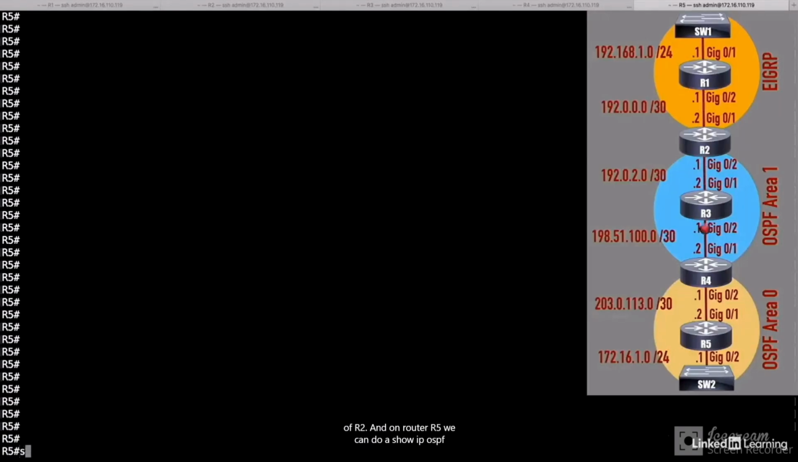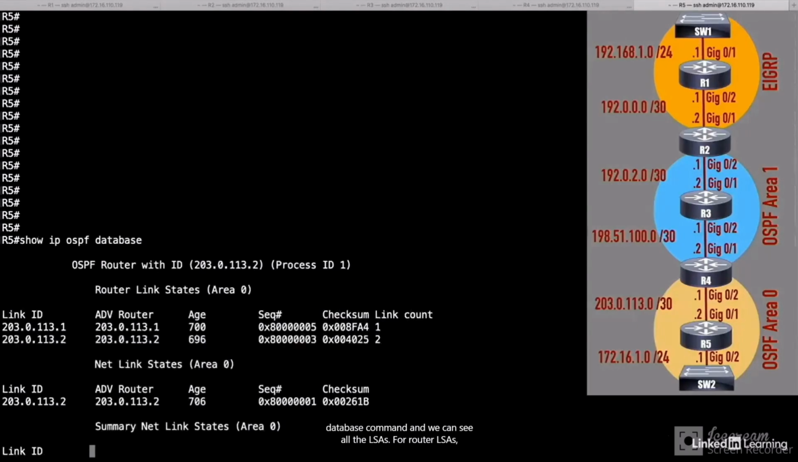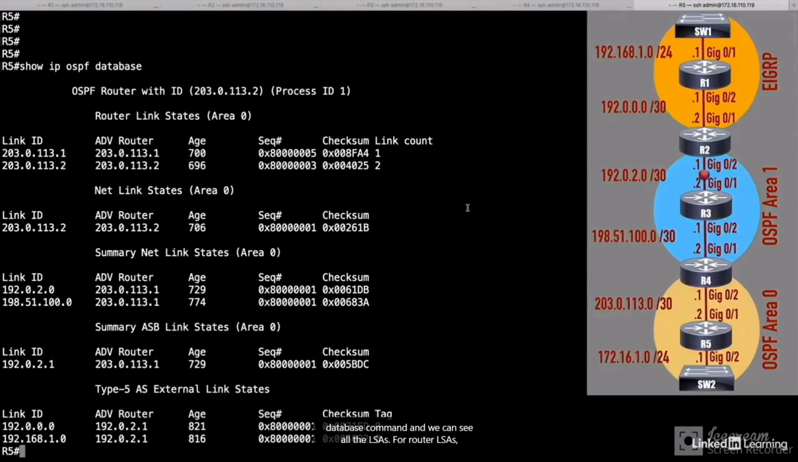And on router R5, we can do a show IP OSPF database command, and we can see all the LSAs. For router LSAs, the type 1 LSAs, as predicted, we have two, one for each segment in Area 0. For the type 2 LSAs, we only had one qualifying network segment, the one between R4 and R5, and we see that. For the summary LSAs, these are networks available in Area 1. We see these two networks. They are available in that other area, Area 1.